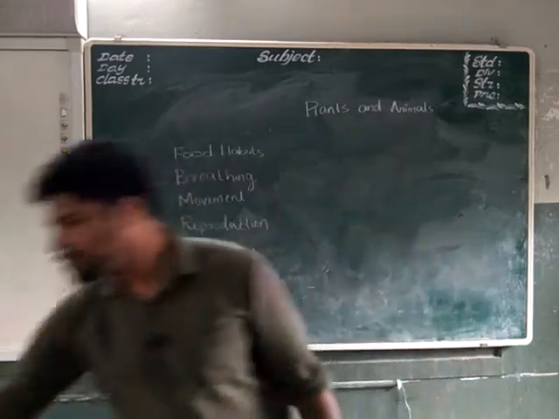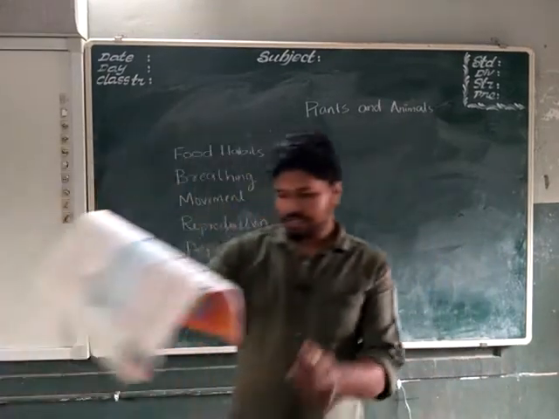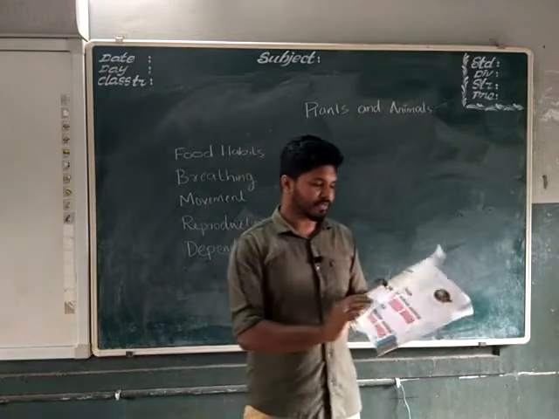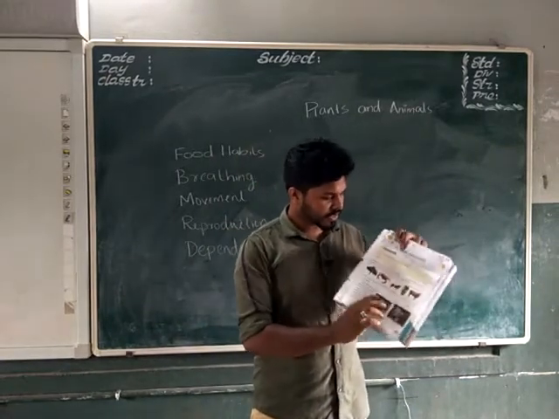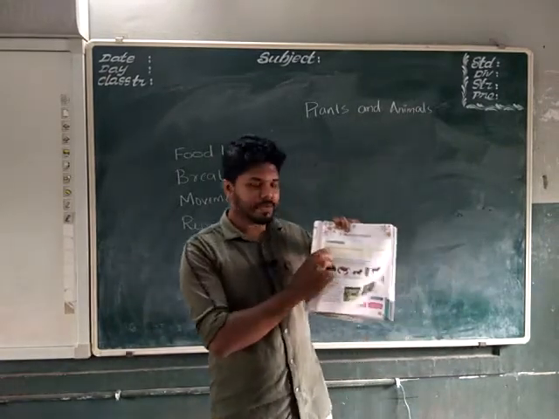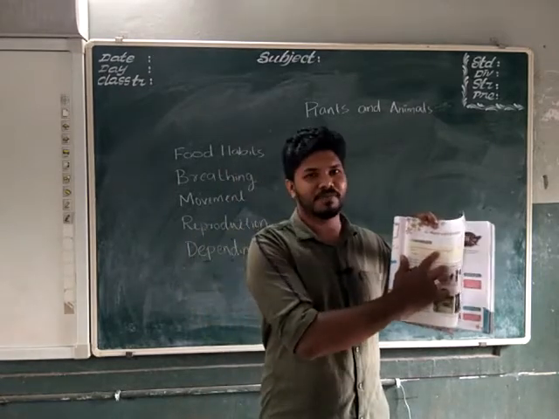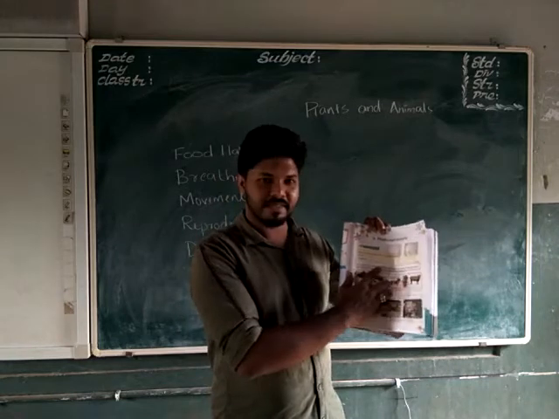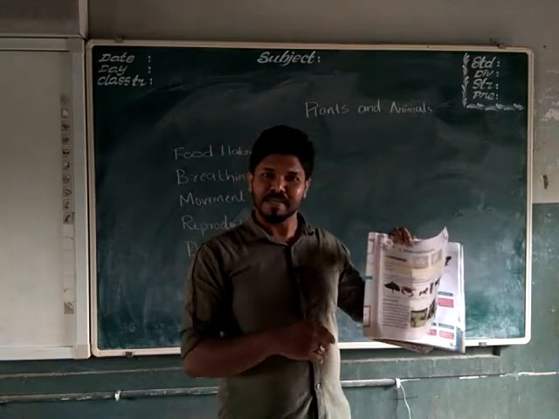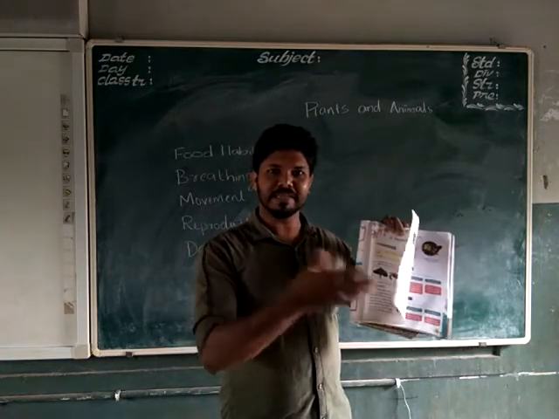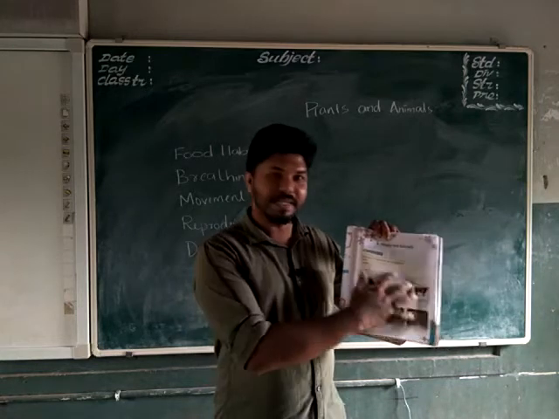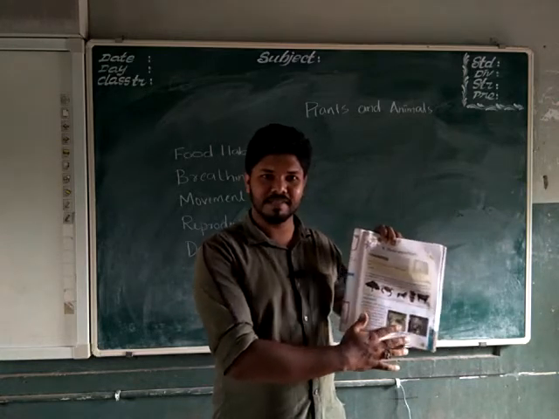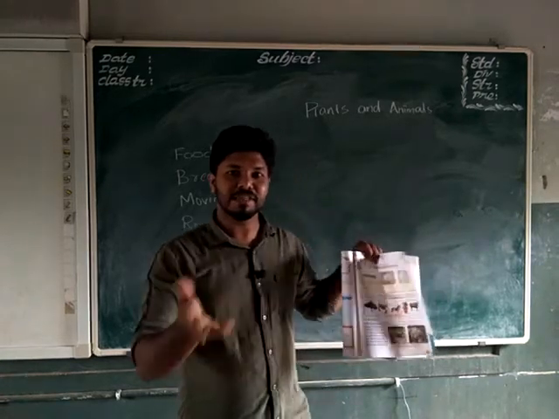So this chapter comes on page number 147. See here, there is a question for you. Name 2 useful plants and 2 useful animals. See, you can name 2 useful plants which are very useful to you. Maybe you can write some plants that give you fruits, and very useful animals. You can give animals that are very useful to you.